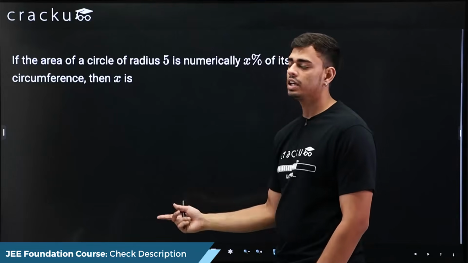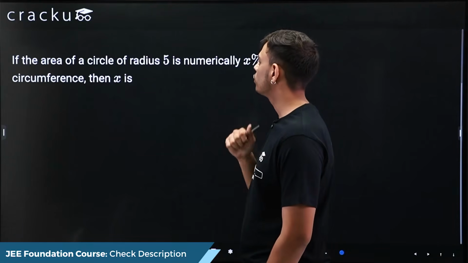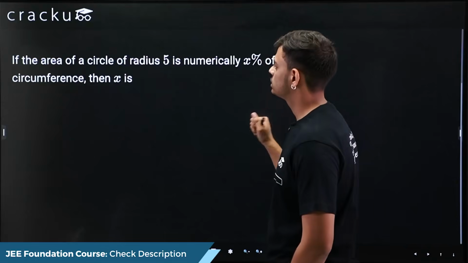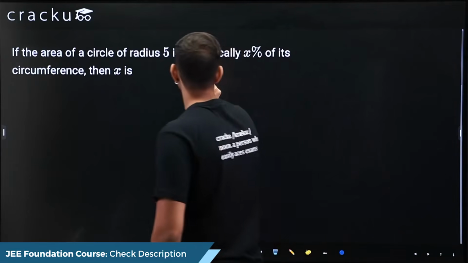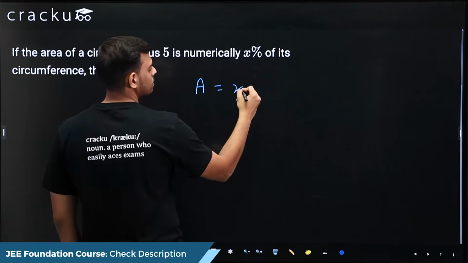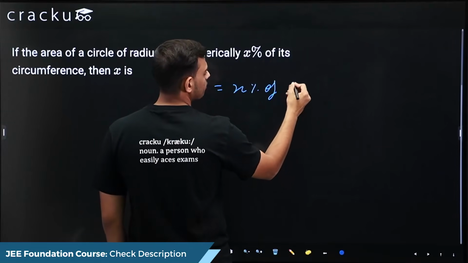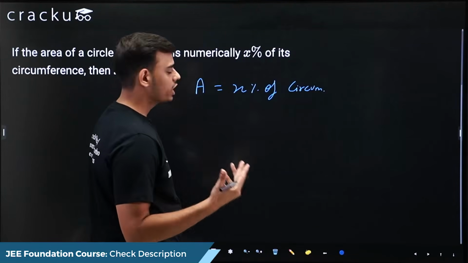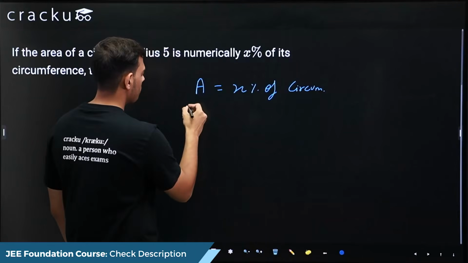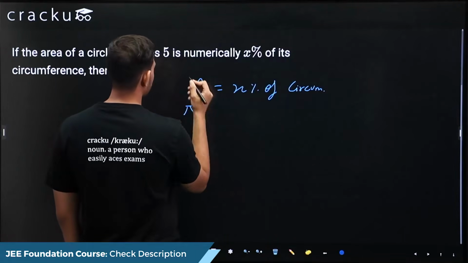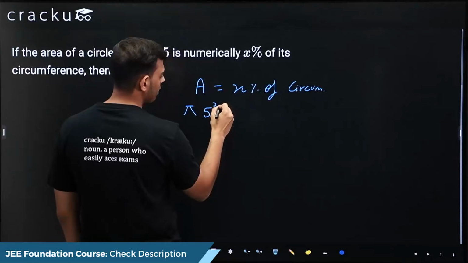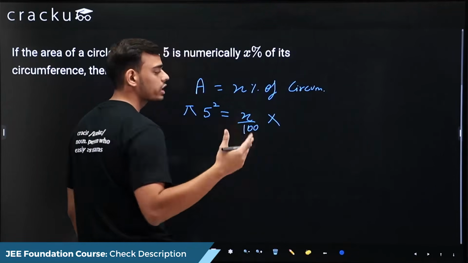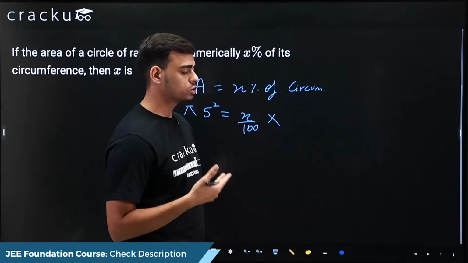In this question, we are given that the area of a circle of radius 5 centimeter is numerically x% of its circumference. So area equals x% of circumference. What is the area of a circle? The formula for area of a circle is pi r square. Considering radius is 5, it will be pi 5 square. x% is x by 100 of what? Circumference. What is circumference? 2 pi r.